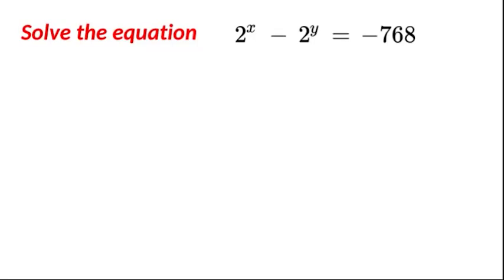Today we have an interesting problem with exponents. So we have 2 to the power of x minus 2 to the power of y is equal to negative 768. So maybe give it a try and see how you get on.